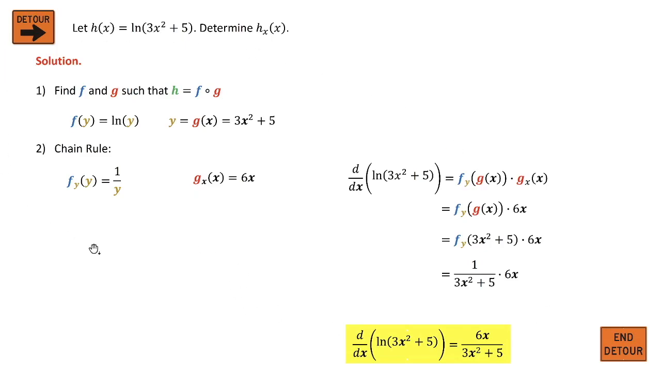Again, this is really all I need for the chain rule. Maybe it's more than you even need. But anyhow, my function is going to be log of 3x squared plus 5. I have to identify a function f and a function g such that h equals f of g.